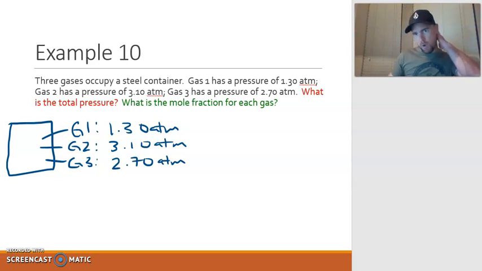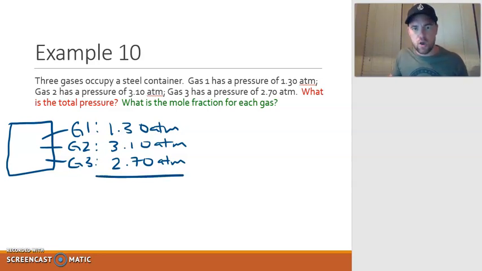2 questions here. Number 1, what is the total pressure? That one's easy, right? Since we know the individual or partial pressures, we can figure out the total by simply adding those up. Let's see, 0, 1 there, 3, 4, 5, 6, and we carry the 1, 7. So 7.10. I'm adding, so I need to go by the lowest number of decimal places. All these numbers have 2 decimal places, so my answer should have 2 decimal places. And it's still going to be atmospheres. So my total pressure is 7.10 atmospheres.